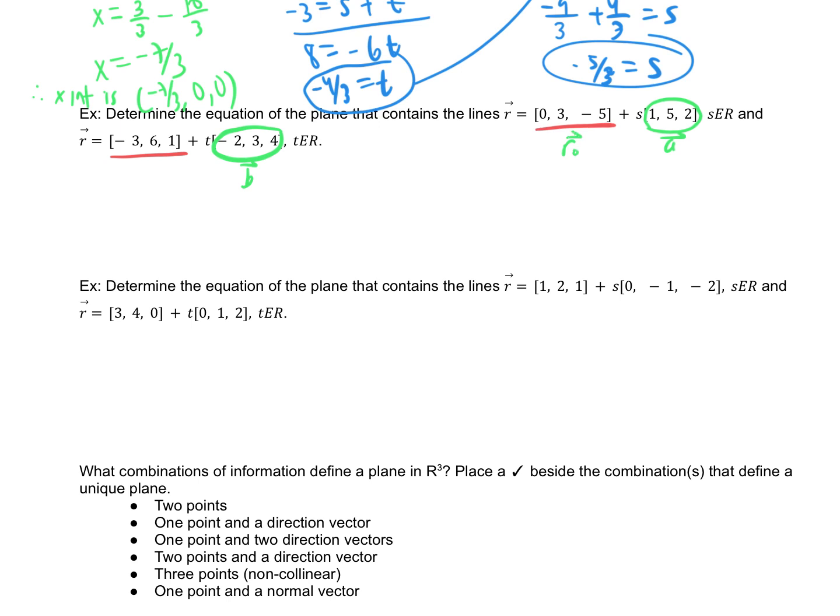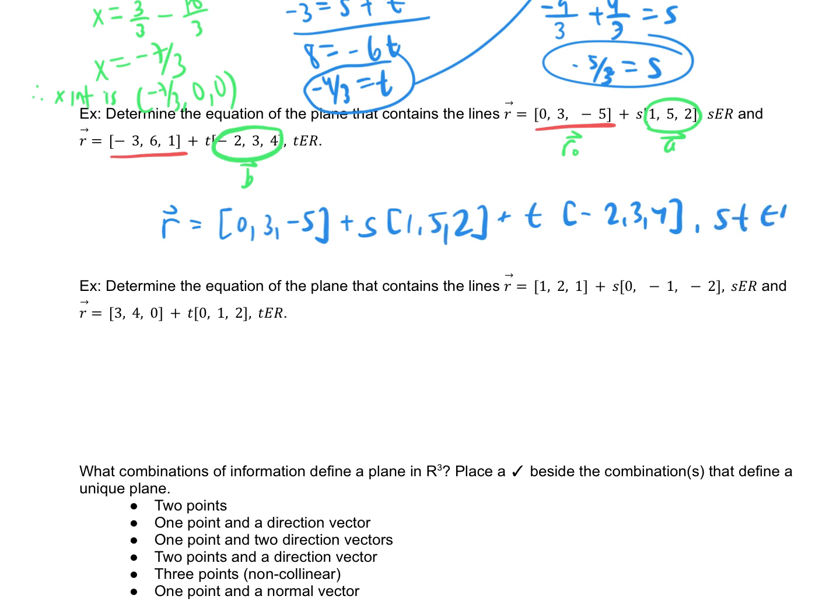I could have even found another direction vector using the 2 points that were given. But because I look at these direction vectors and they're not collinear, I can use them no problem. And I said determine the equation. So I'm just going to find the vector equation. And there it is. Didn't have to work for anything.